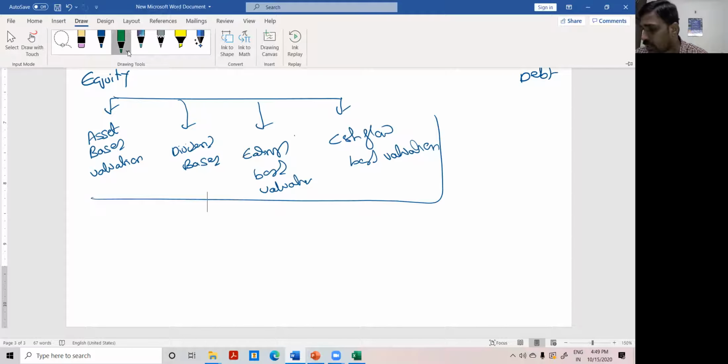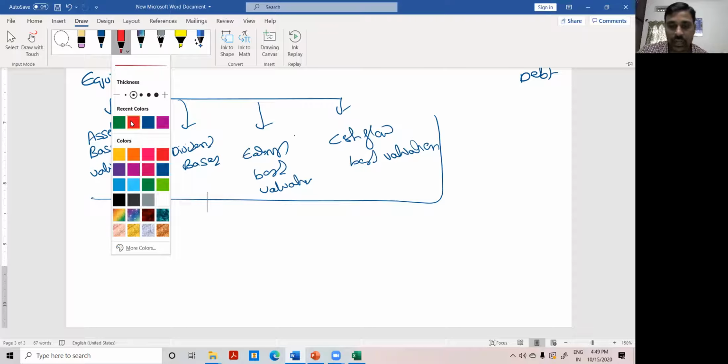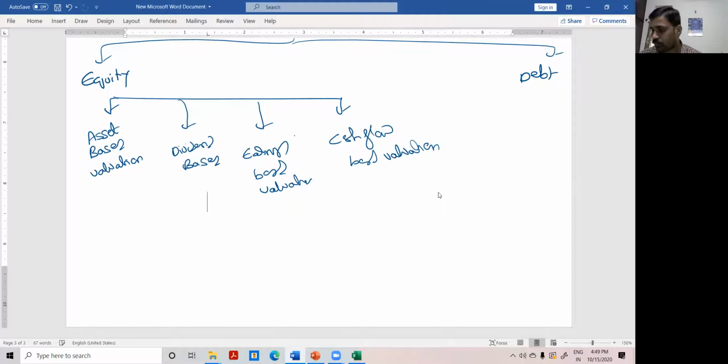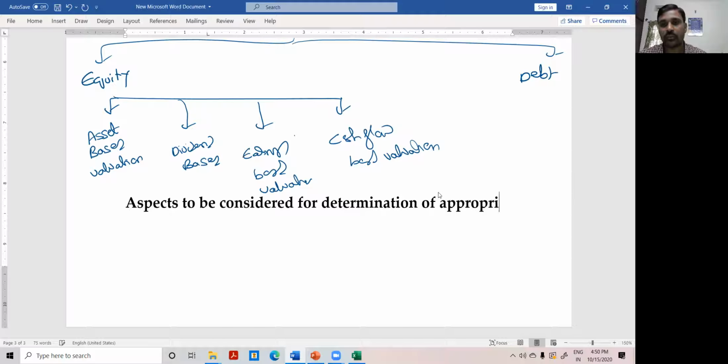Now look at this point. Criteria for selection of an appropriate method of valuation. Criteria are aspects to be considered, aspects to be considered for determination of appropriate valuation method. What are the aspects to be considered? We'll discuss the aspects.